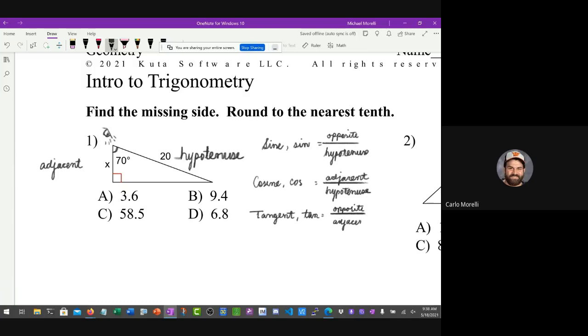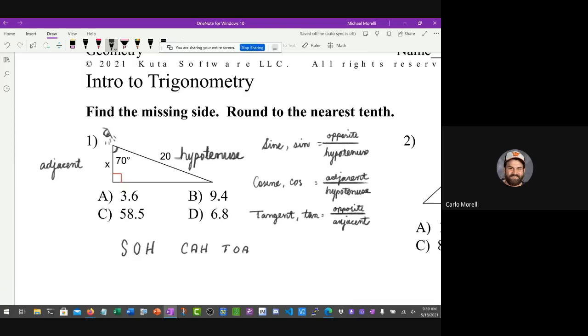You might wonder, how do you remember all this? There's a little saying, a little acronym. All caps, write SOHCAHTOA. And that stands for sine equals opposite over hypotenuse, cosine equals adjacent over hypotenuse, and tangent equals opposite over adjacent.